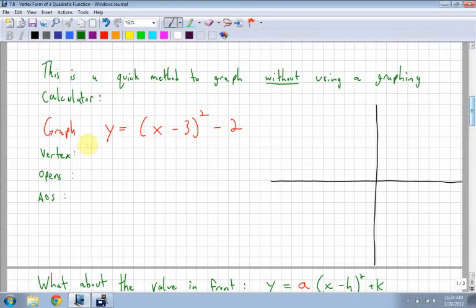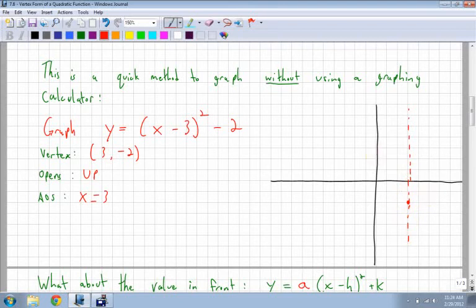Okay, first thing I need is the vertex, which is at 3, negative 2. So that's the first thing I start with. 1, 2, 3, negative 2. It's a positive value, so it opens up. The axis of symmetry is at x equals 3. Right? Just your x values. So your axis of symmetry cuts through here. So I know across that axis it's going to be symmetrical.